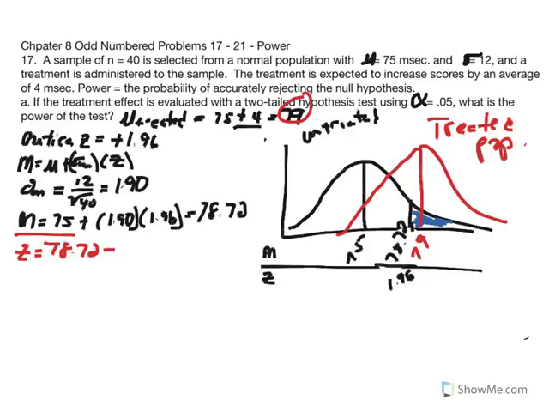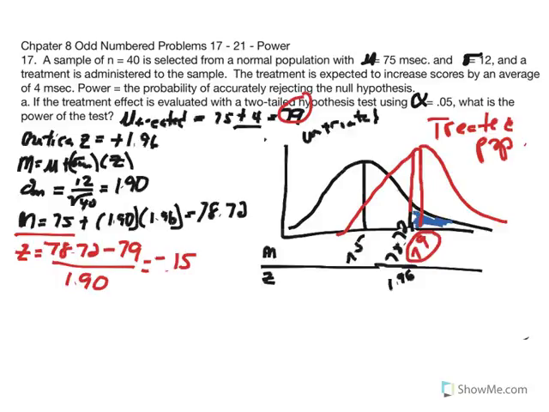Again, my focus at this point is the treated population, which is 79. Standard error does not change, 1.9. So if we take 78.72 minus 79 divided by 1.9, we should get a z-score equal to negative 0.15. And that should make sense because here we see the value of 78.72 to the left of the mean of 79. So we should expect a negative z value.